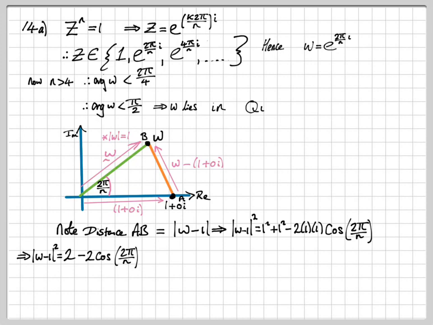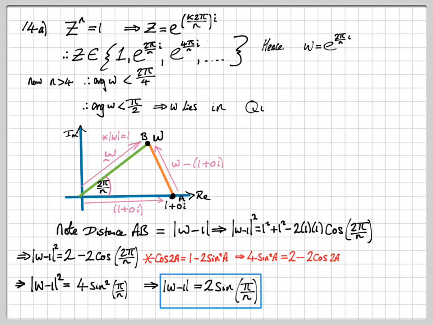And if we now think of our trig identities, because we know what we're trying to show here, then what we'll use is the fact that the cosine of 2a is equal to 1 minus 2 sine squared a. If I rearrange that a little, you'll see that 4 sine squared a would therefore be equal to 2 minus 2 cos 2a. And so we can make a direct substitution to say that the modulus of W minus 1, all squared, is equal to 4 sine squared of π/n. We can now take the positive square root as desired, to give us that the modulus of W minus 1 is equal to 2 sine(π/n) as required.